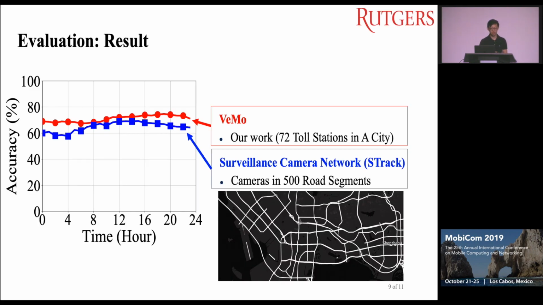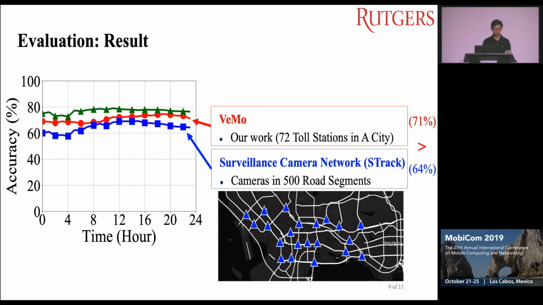We first give the comparison between our work and a surveillance camera network-based solution called S-Track. In this baseline, we introduce around 500 cameras in the major road segments in our city. We assume the vehicle's location is known if it's captured by the camera. We find our system can actually outperform this baseline.